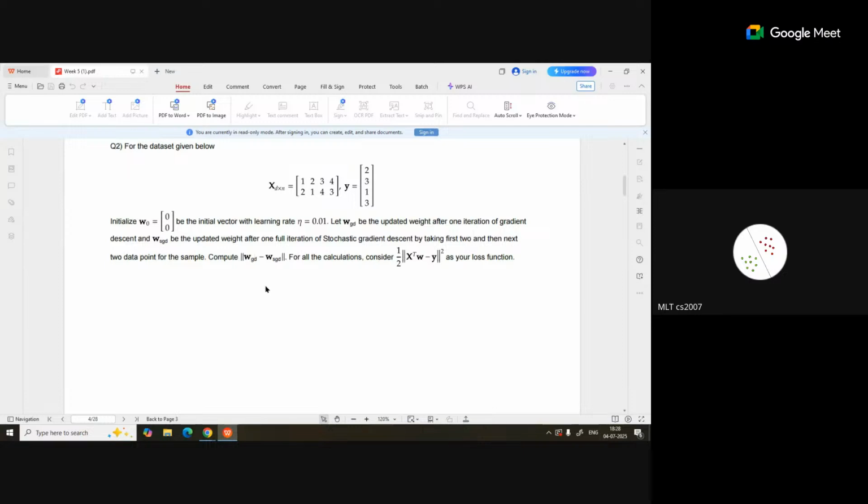One vector is WGD, the gradient descent vector, and the other is whatever updated weight vector you get from the stochastic gradient descent. And this is the loss function you'll have to use. I hope you understood the problem. If any doubts are there, you just let me know. If not, then you can start solving this problem. First of all, calculate W gradient descent, and then go to the stochastic gradient descent.